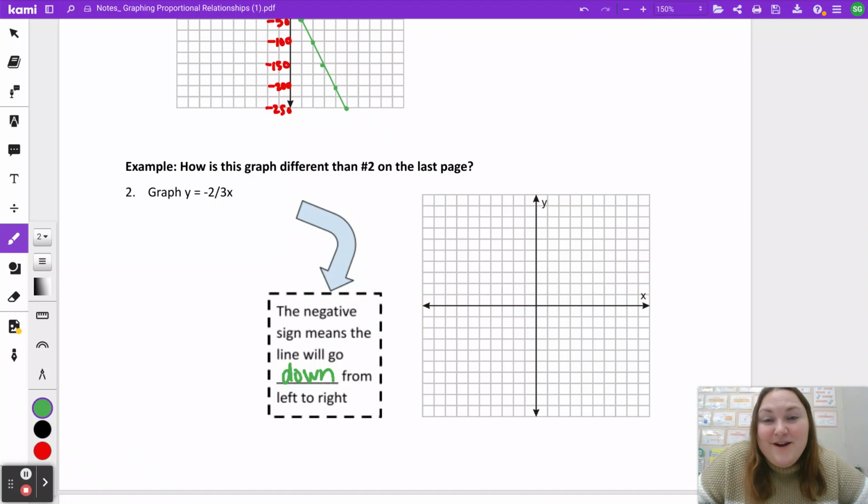This one is for you all to try first, so go ahead, pause the video, see if you can figure out how that negative sign changes the graph, and then come back for the answers.